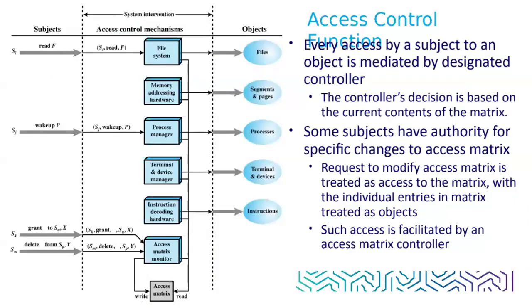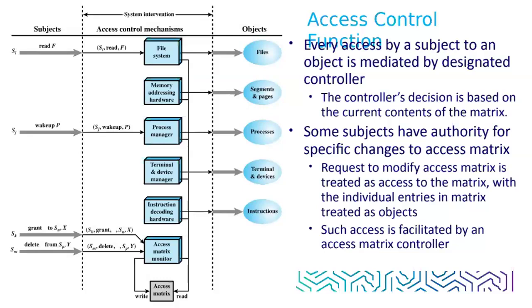Then we have the access control function. The access control function is the mechanism that checks every access request and decides whether to grant or deny the access based on the organization's security policy. Think of it like a security guard standing at the entrance of your company to protect the resources. Every request must pass through this security guard before the access is granted.